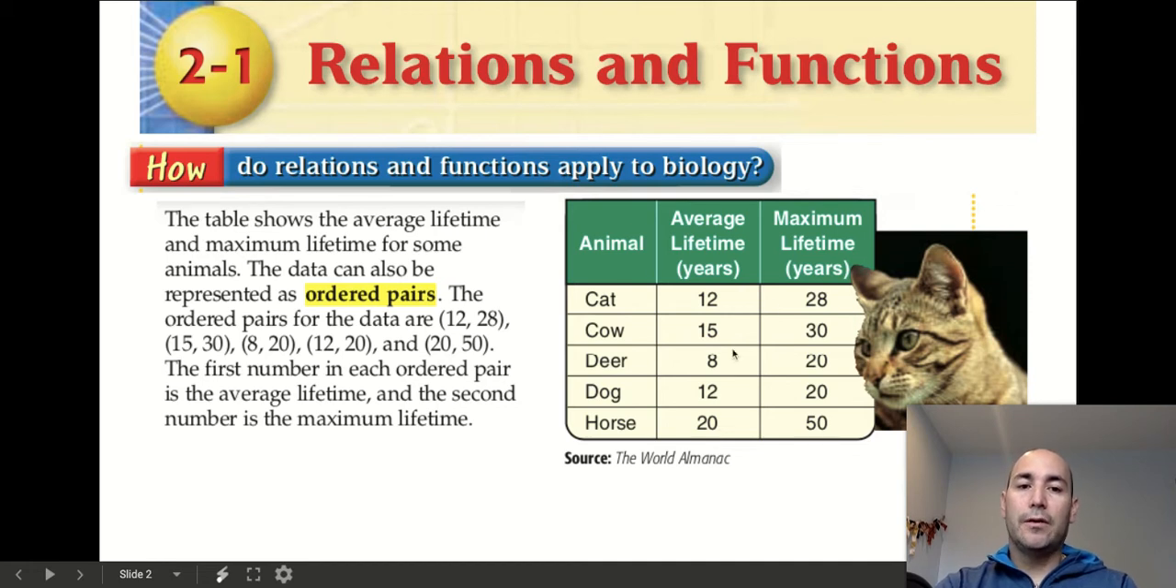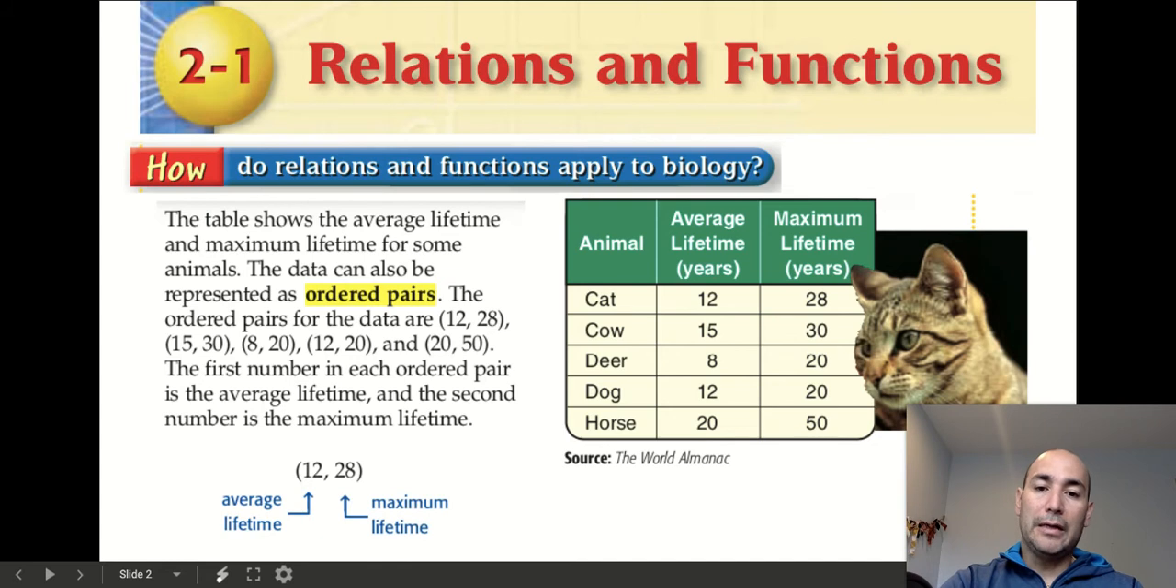So again, here's our data. Here are the ordered pairs. Again, we're pairing an average lifetime with a maximum lifetime for each animal, and these are the ordered pairs here. So an ordered pair is a pair of numbers that shows the average lifetime and the maximum lifetime.